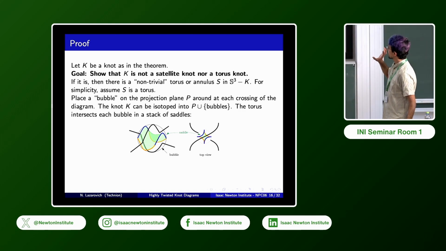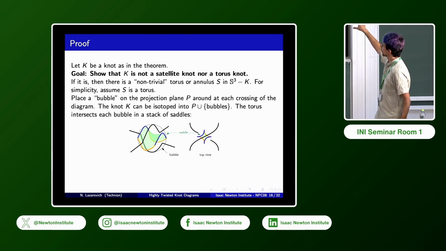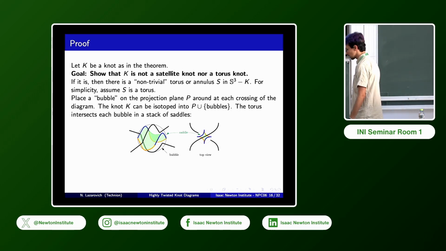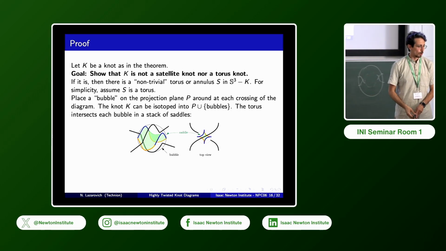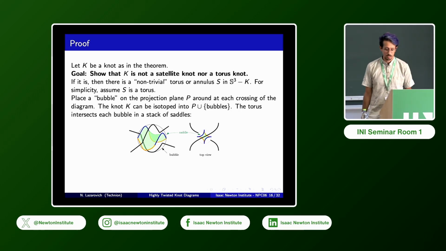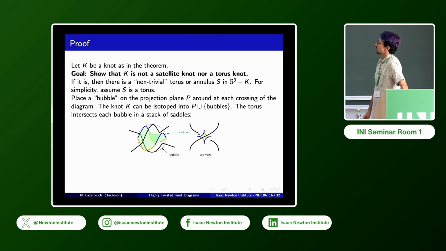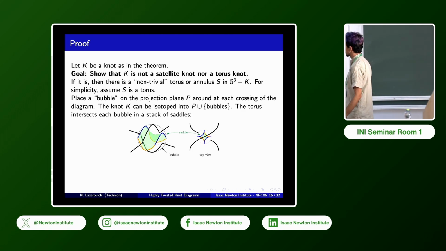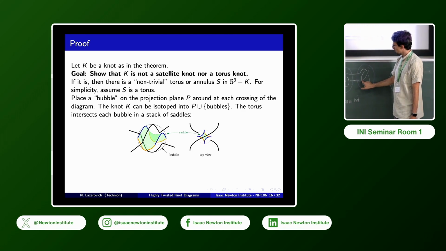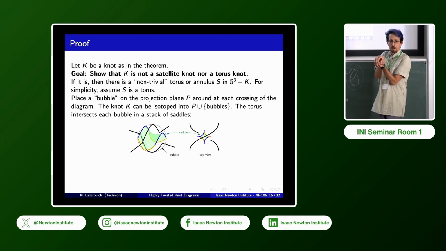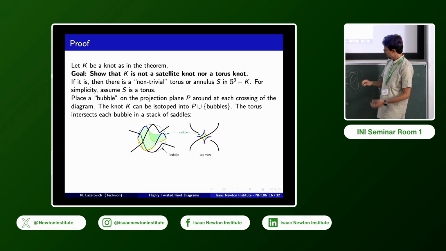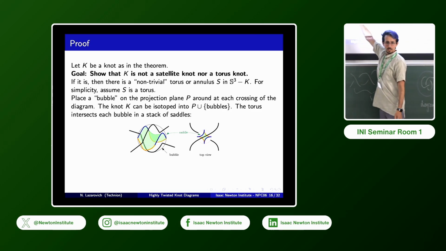So again, we have some torus S in the complement of our knot, and now we can do the following. This was done by Menasco in his proof of hyperbolicity of alternating knots. So you can just think of the knot diagram as follows: around each crossing, put a little bubble, and think of the knot as living on this bubble. Okay, so the overpass is going on the top of the bubble and the underpass is going underneath, like this. Is it clear?